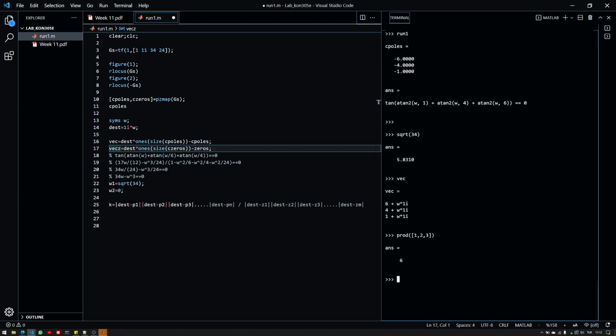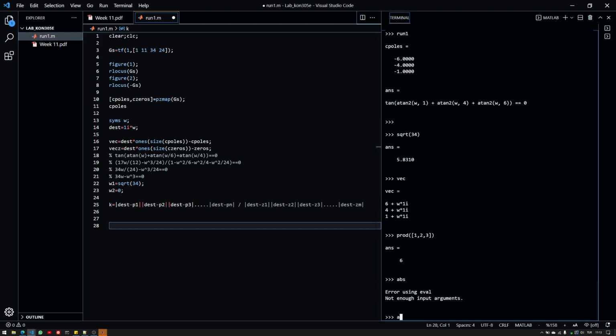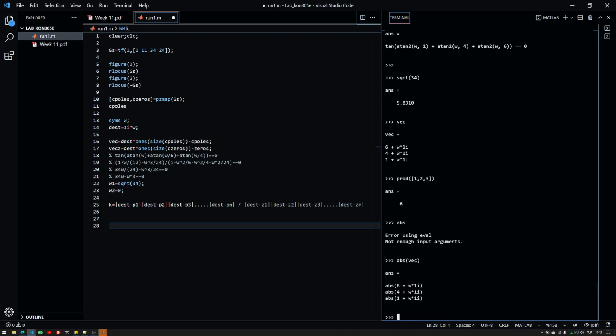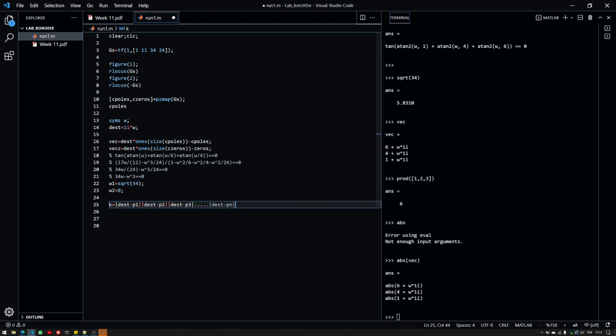So the only thing that is left is that I should just take the modulus of each element. So therefore I might use abs here, which is the absolute value. Now the absolute value of vec is this. So yeah, practically you can also use square root of 36 plus omega squared, and then the same for this and same for this, and then multiply them. So yeah, since we don't have any zeros, this is practically 1, or you don't even have to check that.